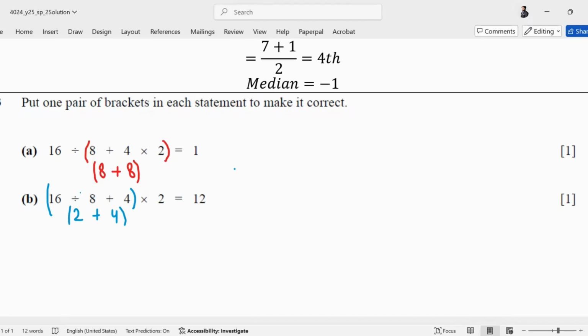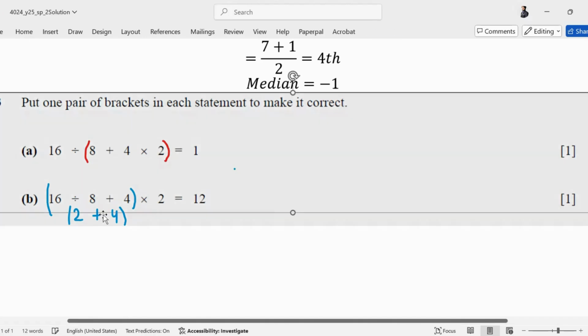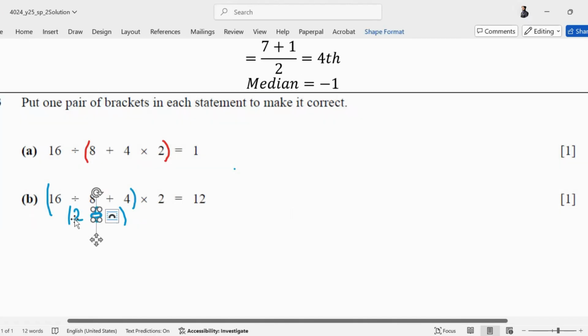So these are the set of brackets that we are supposed to put. We are not supposed to write this. I've just written it for your understanding. This is not supposed to be written. The question just wants you to put the bracket.